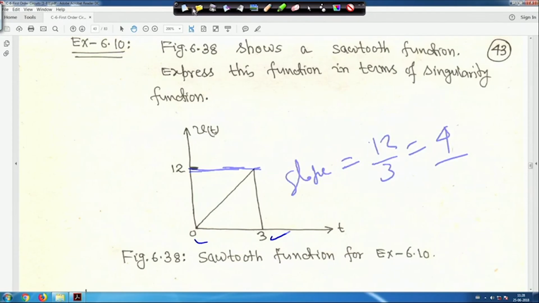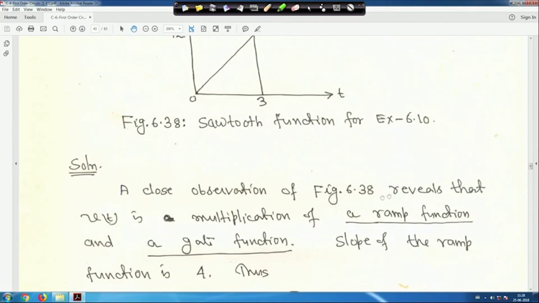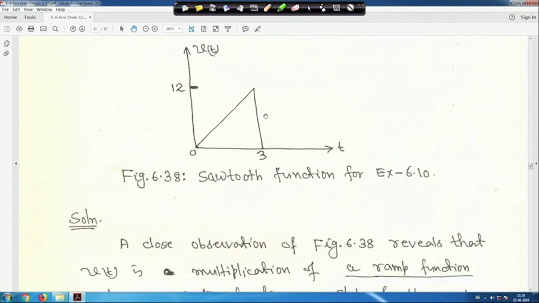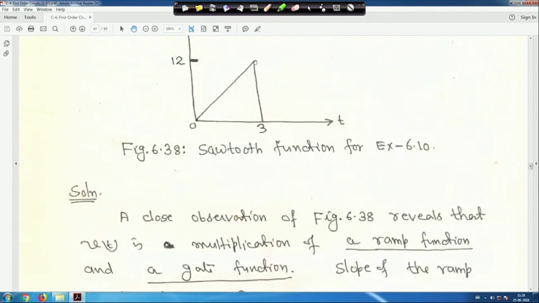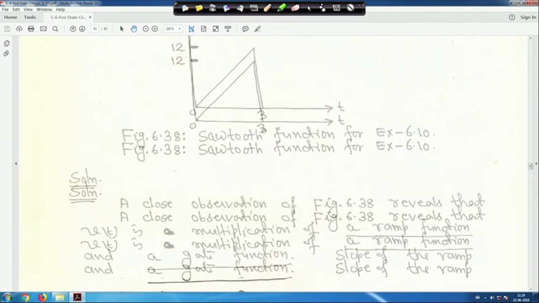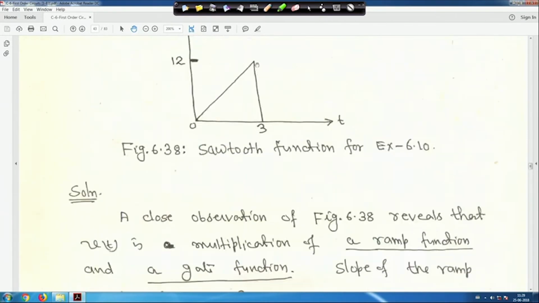Now let me clear it. So how will we represent this one, how will we represent v(t), let us see. A close observation reveals that v(t) is the multiplication of a ramp function and a gate function. At t equal to 3, it is going on as a ramp, and at t equal to 3 it switches off, right.